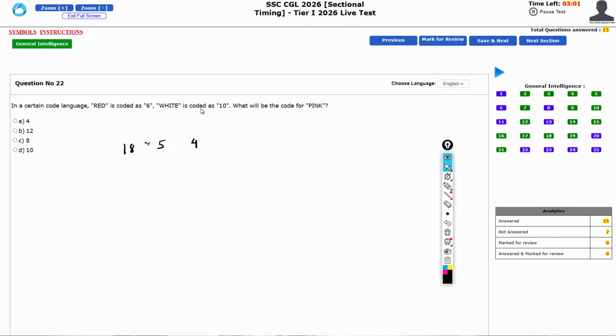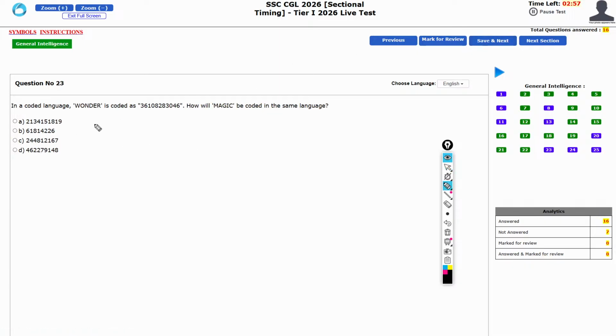Okay, 3 words, 5 words. Okay. It's just about words. So wonder is coded as this. How will magic be coded? Okay, into 2, reverse into 2. M13. So 26 to end with one option. I will just go with it. These are very farmer-like reasoning. Okay. So which is correct?